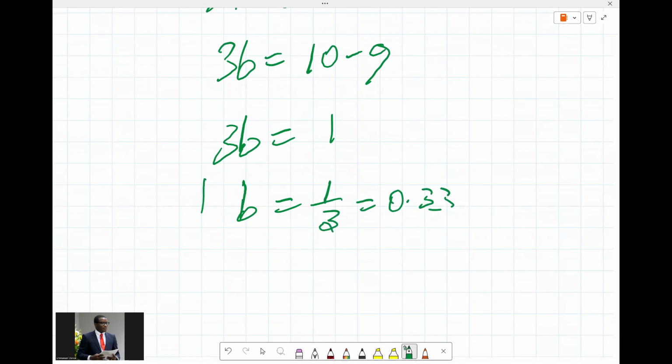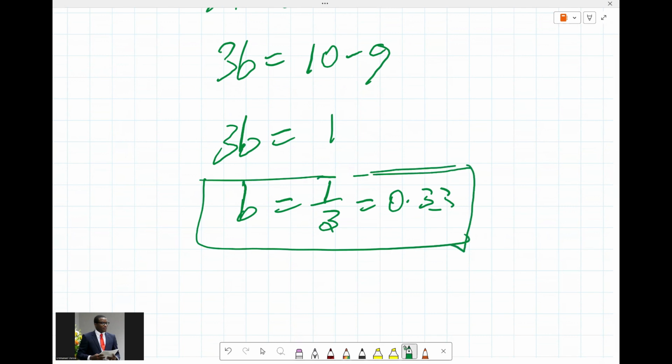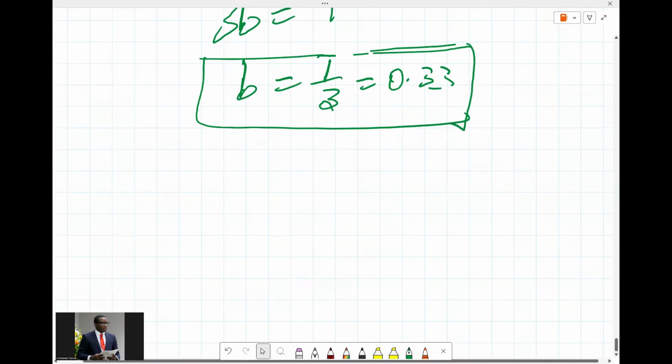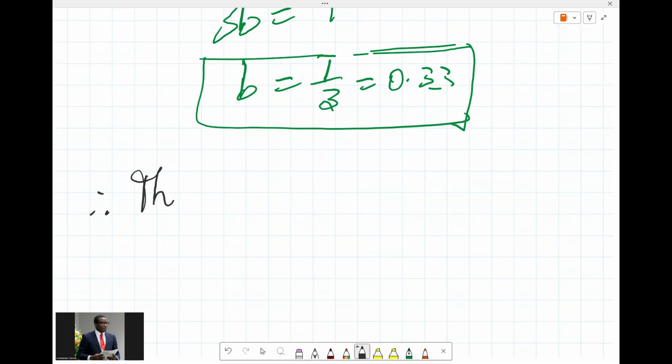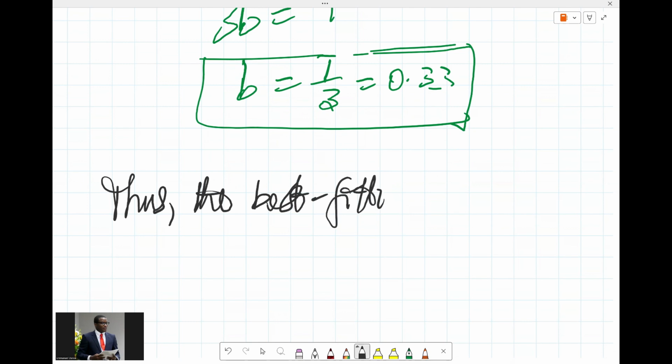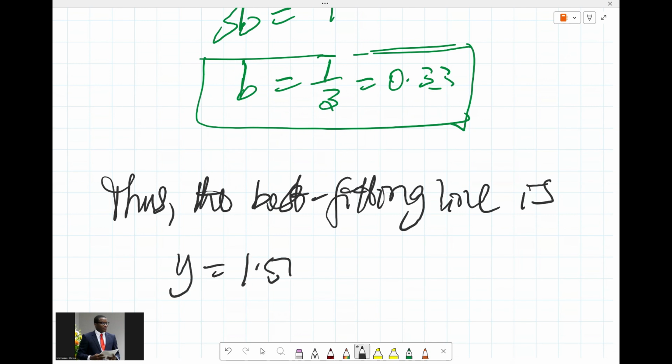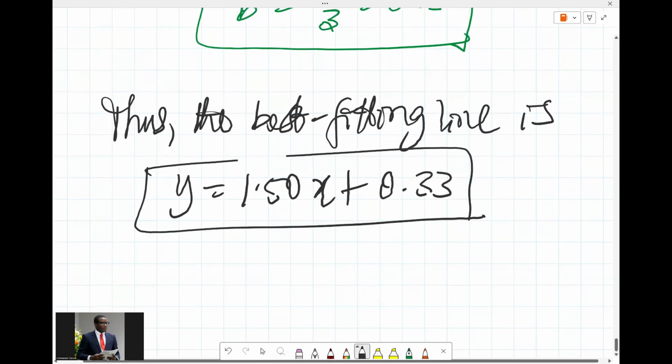Okay, so that gives us a very sweet answer right there. So we have our m and b, so our fit is ready. So we can then say, therefore, thus the best fitting line is y equals 1.50x plus 0.33. So that is what works for that.